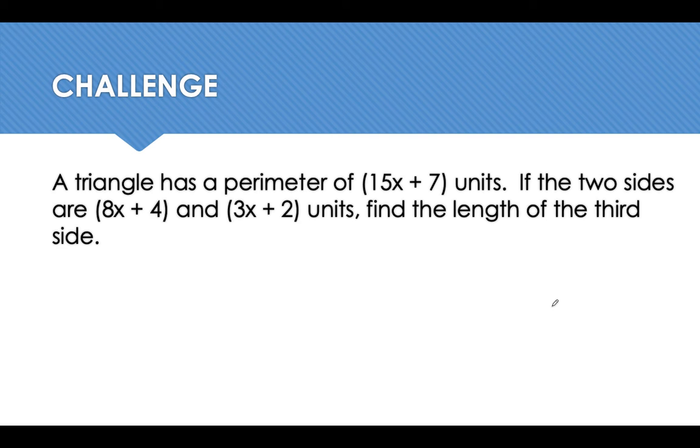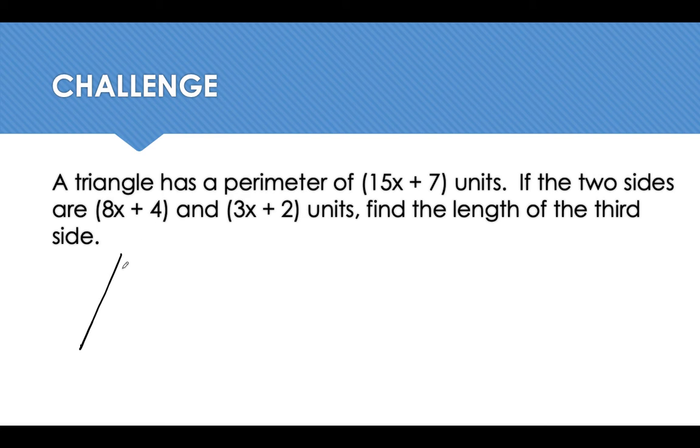All right, here's a challenge question for you. I'm not going to have you actually solve this whole thing. What I want you to do is tell me what 2 steps you would need to do in order to solve it. So the question says a triangle has a perimeter of 15x plus 7 units. If 2 sides are 8x plus 4 and 3x plus 2, find the length of the third side.